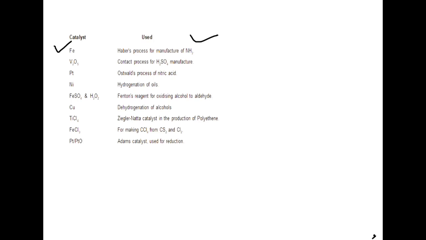Vanadium pentoxide is used in the manufacture of H2SO4 in the contact process. Platinum is used in the Ostwald process. Nickel is used in the hydrogenation of oils. So you may remember all the catalysts, and they are used in various processes.